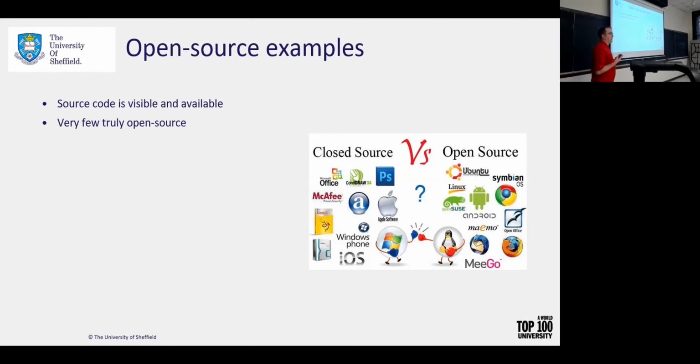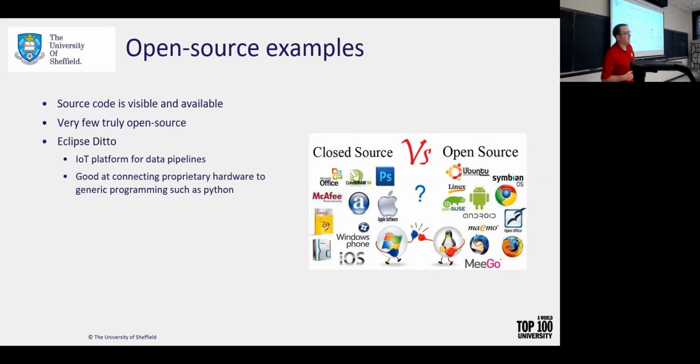And when you look at open source digital twins, there are very few to actually talk about. One of the big ones is called DTOP, which is an IoT-based platform that does what is called data pipelines. So it's good at connecting proprietary hardware, whether that's accelerometers, temperature gauges, pressure gauges, whatever, into a centralized system for analysis.